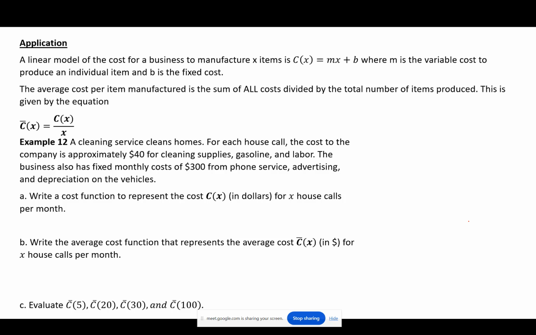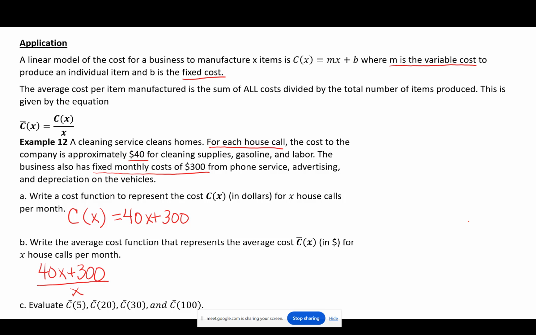To write the cost function to represent the cost, C of x in dollars for x house calls per month, C of x is equal to $40 for your m. So every single time you make a house call, it costs you $40, so $40 times the number of house calls you make, x. And then you've got that fixed cost of $300 a month, no matter how many calls you make. That's your b in your linear equation. Then write the average cost function that represents the average cost, C bar of x, in dollars for x house calls per month. That is going to be C of x divided by x.